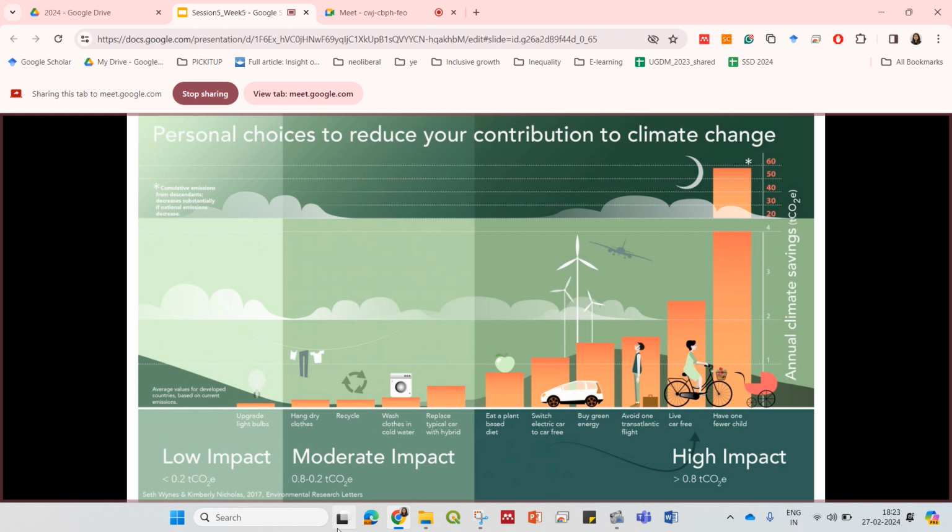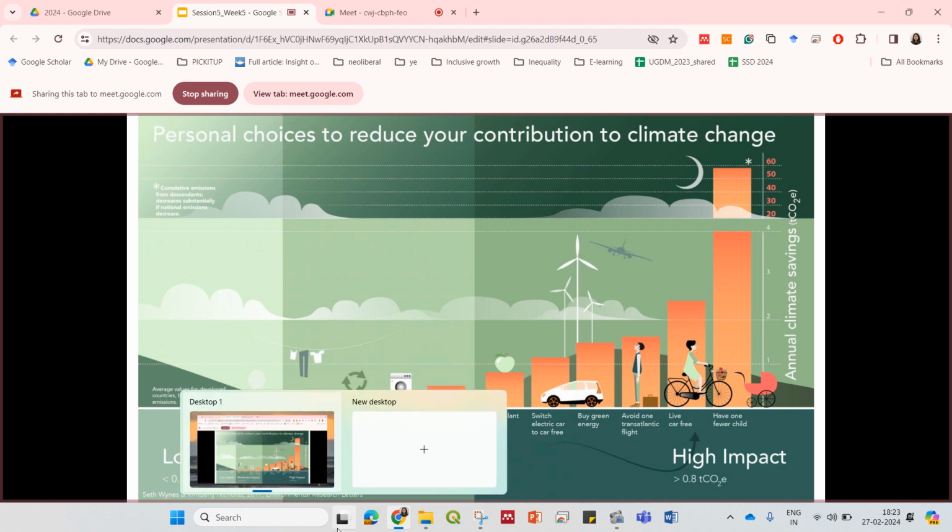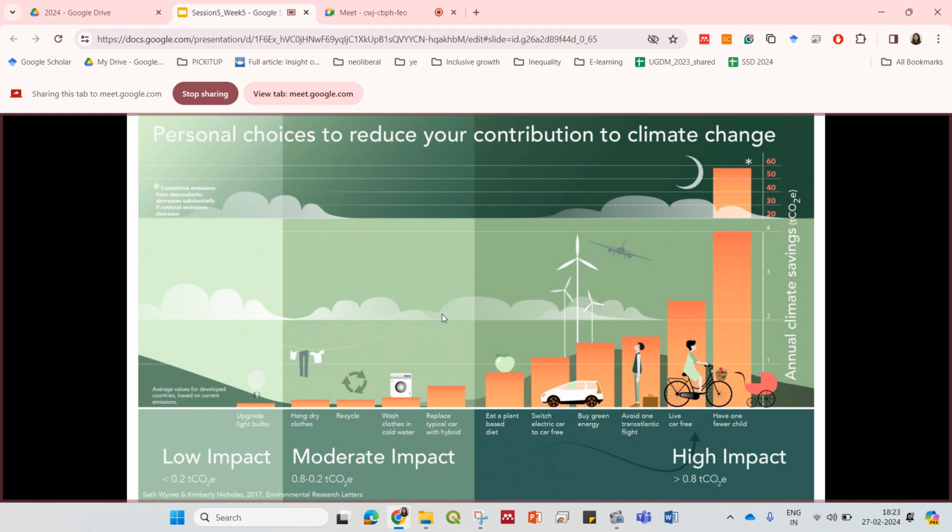Then there is moderate impact. So these choices will enable you to have a greater impact, but it is still moderate and has a medium amount of impact on carbon mitigation or climate change mitigation. Then there are choices which have a high impact on climate change mitigation. So you can see these are calculated by calculating the cumulative emissions from each of these choices.